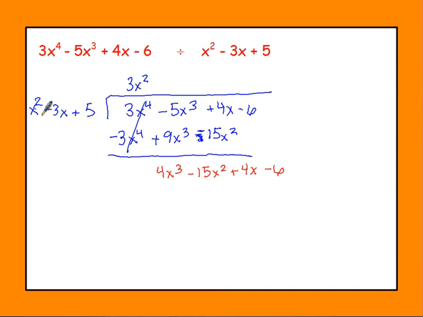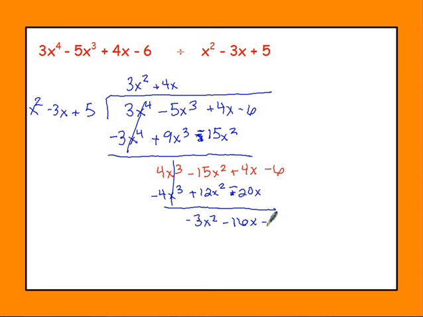Now, do it again. X squared times what will give me 4x cubed? Your answer is 4x. Multiply 4x times your divisor. It would be 4x cubed minus 12x squared plus 20x. Subtract by changing the signs. These will cancel. You have a negative 15x squared and a positive 12x squared. That gives me a negative 3x squared. You have a positive 4x and a negative 20x. That gives me a negative 16x. And then, of course, I still have my minus 6.